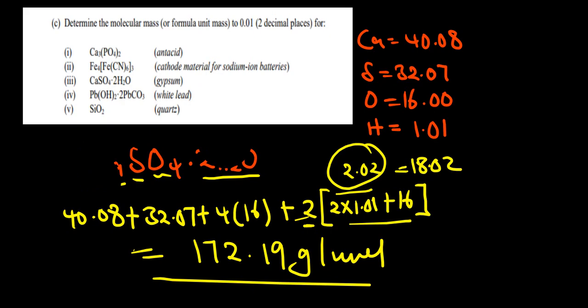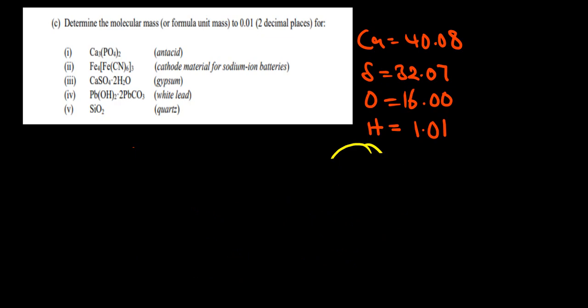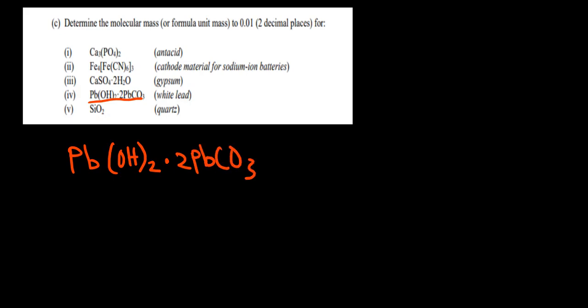Okay, so similar approach. Alright, so now we are dealing with this guy here. So this guy here, let's write it down. So Pb and then OH multiplied by 2, and then multiplied by 2 Pb and then CO3. Okay, so this here is called white lead. Okay, so we have lead, we have oxygen, we have hydrogen, and we have carbon.